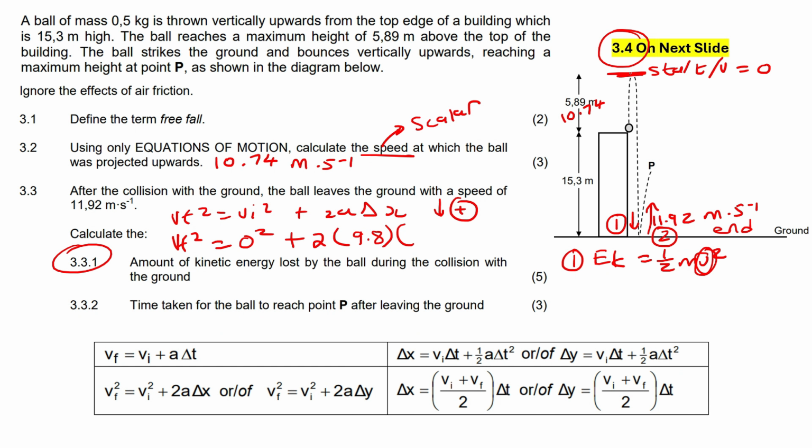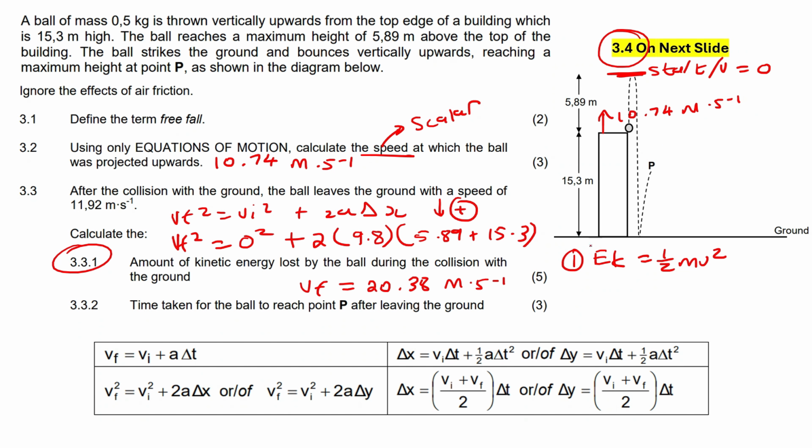And then the displacement is just going to be this number plus this number. So 5.89 plus 15.3. And if you now work out your final velocity by taking the square root of all of this, you should get a final velocity down here at the bottom of 20.38 meters per second.